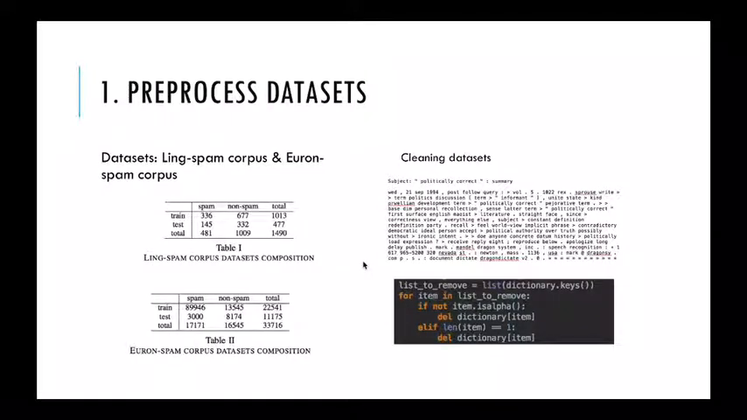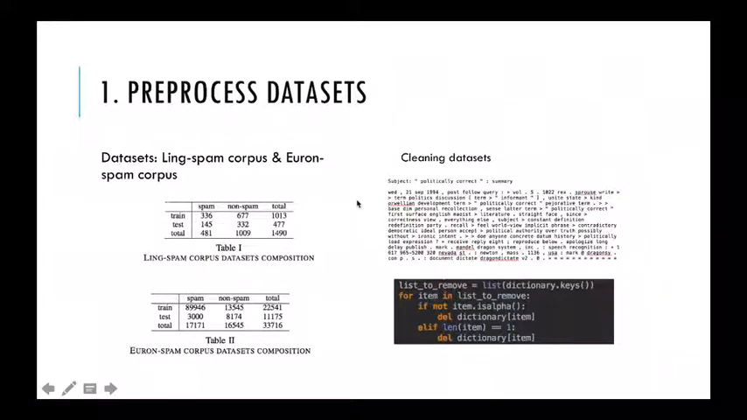I have used 2 datasets for this experiment, the Ling-Spam corpus and the Euro spam corpus. For Ling-Spam corpus, there are in total 1,490 emails, and I have used 1,000 to train and 500 to test. For Euro spam, there are 32,000 emails, and I have used 20,000 to train and 10,000 to test.